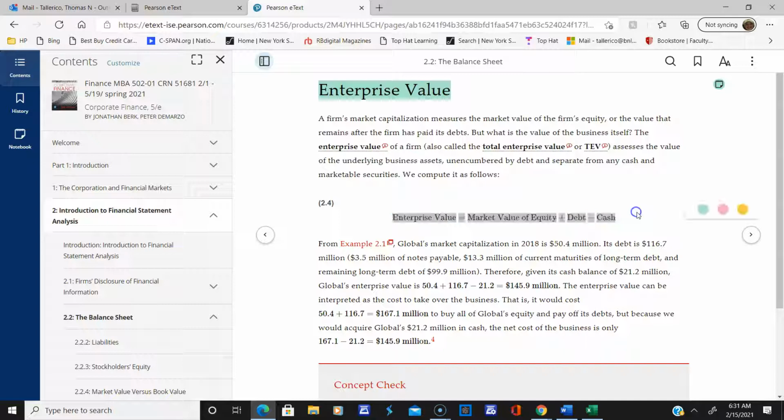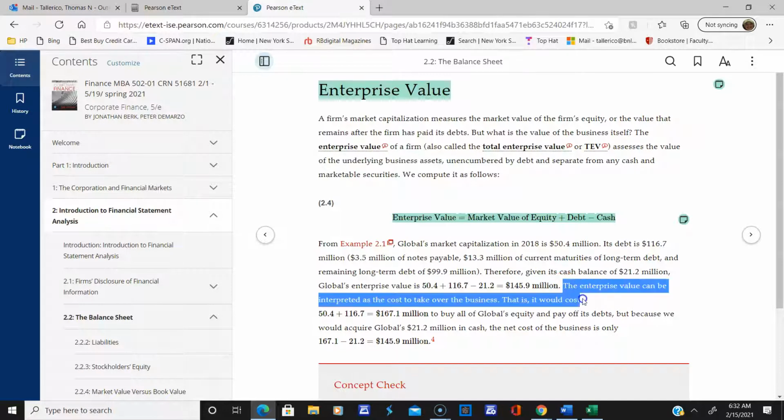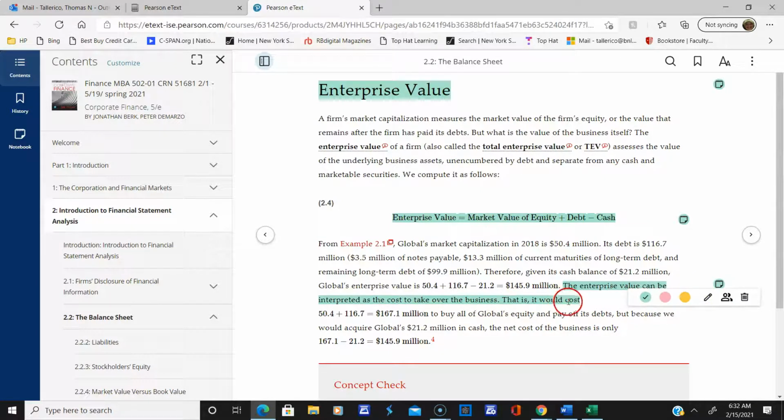You take the market value of the equity plus the debt that's being currently incurred, and you subtract off the cash. And the best way to interpret it is, as this one line says here, the cost to take over the business, what it would cost to take over the business. So here's the net cost, and there's still $21.2 million in cash.